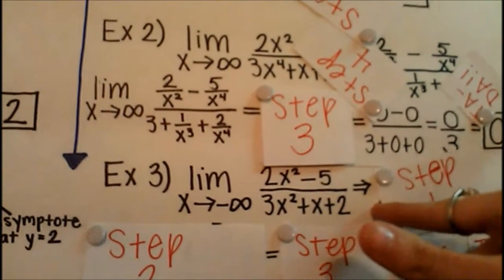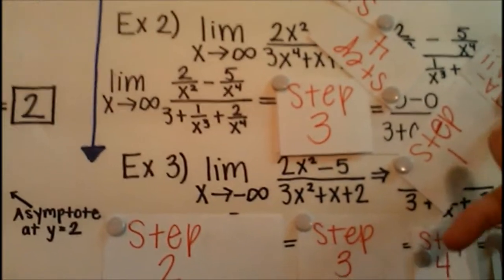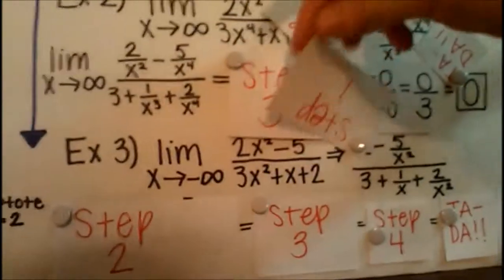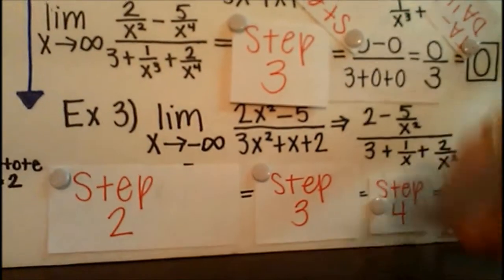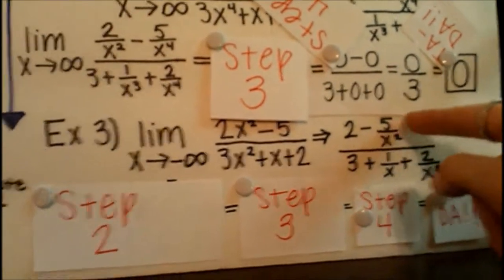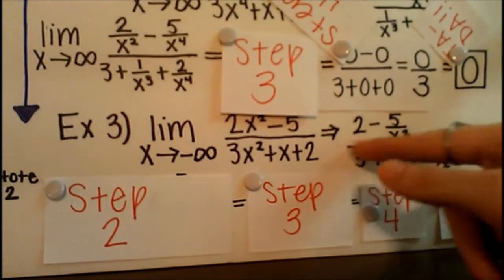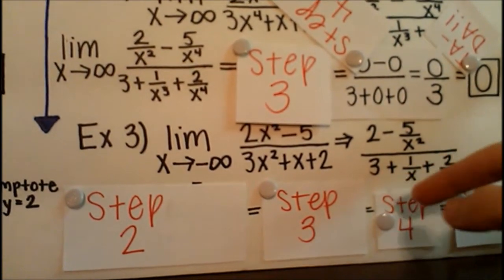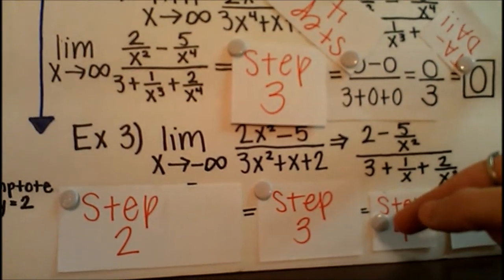Step 1 will be dividing through by the highest power in the denominator, which is x squared, which will leave you 2 minus 5 over x squared all over 3 plus 1 over x plus 2 over x squared.